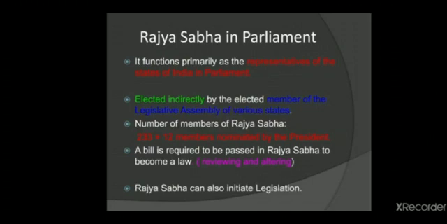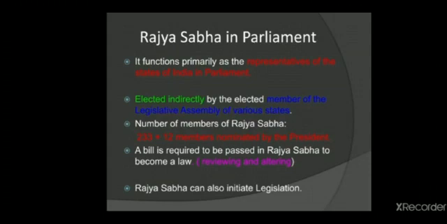MLAs, they sit and then they decide who will go to the parliament to become a member of Rajya Sabha. So how many members of Rajya Sabha are there? 233 plus 12 members nominated by the president. These 12 members are the people who have gained excellence in their fields, like literature or sports or anything. They have achieved excellence in their fields, so they're experts, you can say.